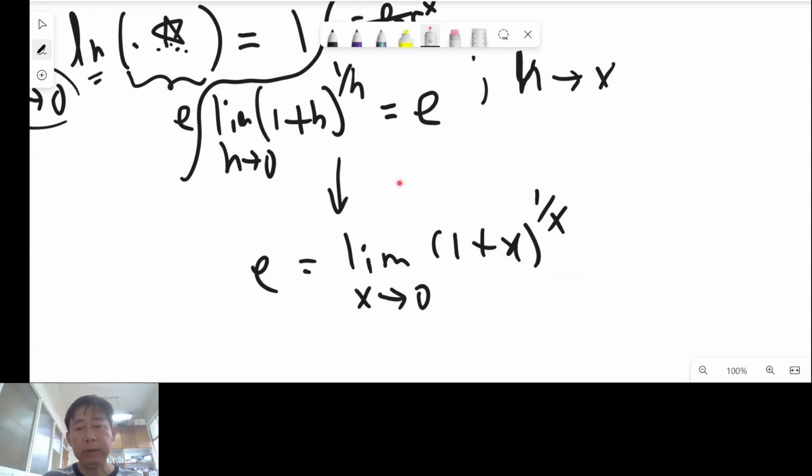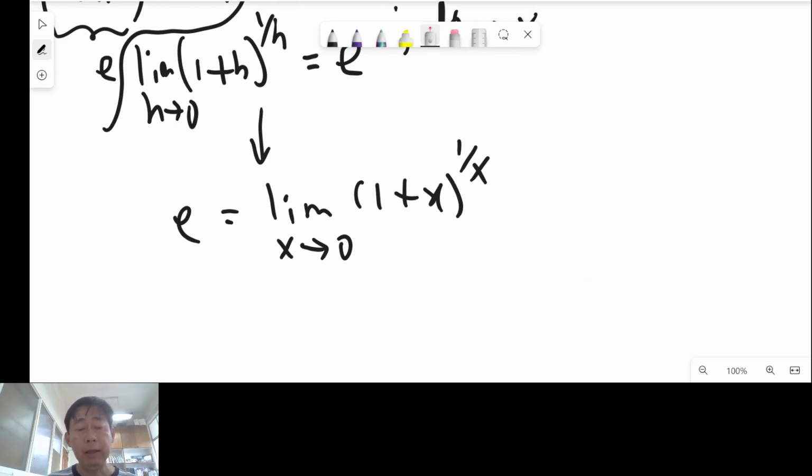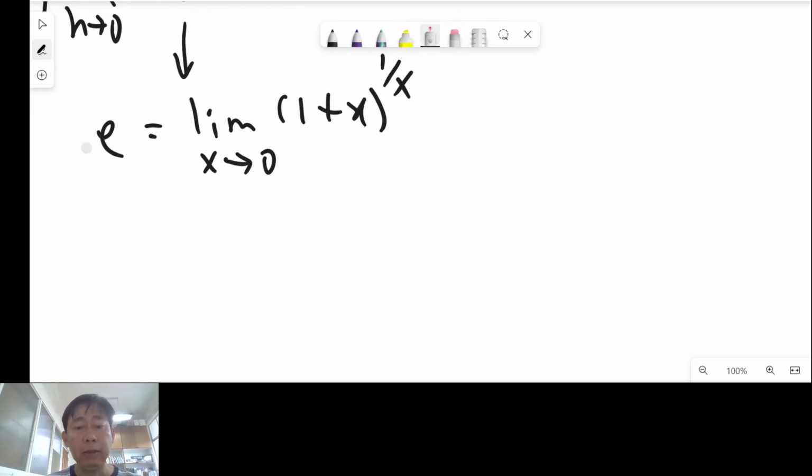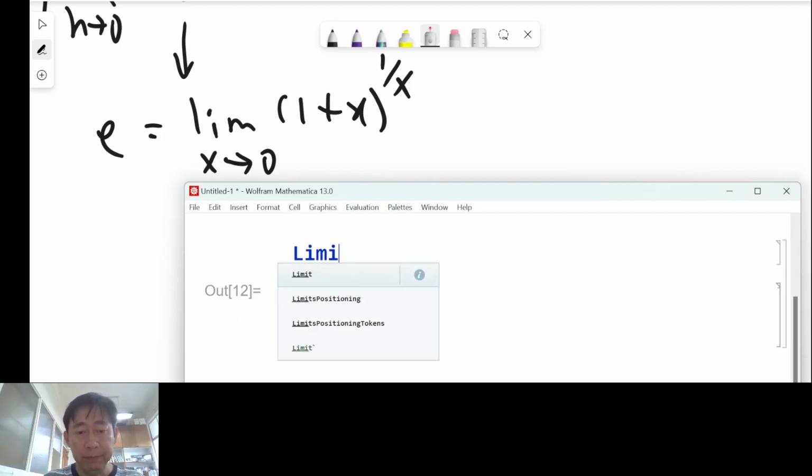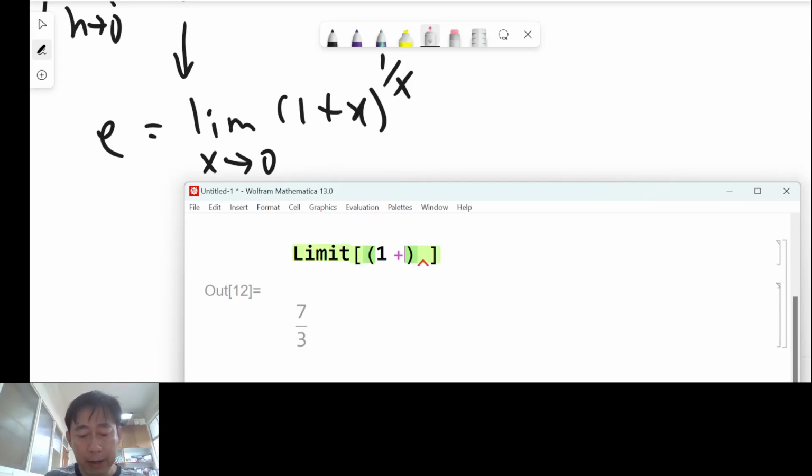I think this limit could be calculated at least numerically by using Mathematica. So let's just try to use Mathematica to do this. It should give me a correct value. So Mathematica can also take a limit. So you say Limit, limit of what? 1 plus x raised to the power of 1 over x, and you let x go to 0.